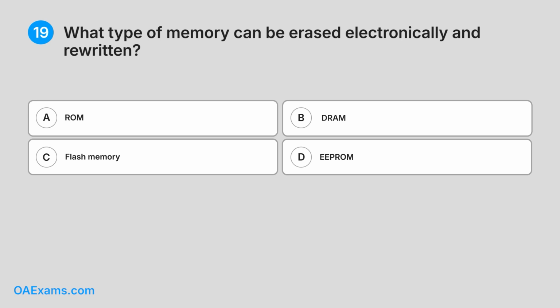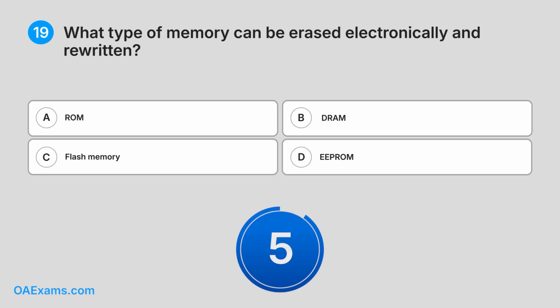19. What type of memory can be erased electronically and rewritten? A. ROM. B. DRAM. C. Flash memory. D. EEPROM. What do you think is the answer?